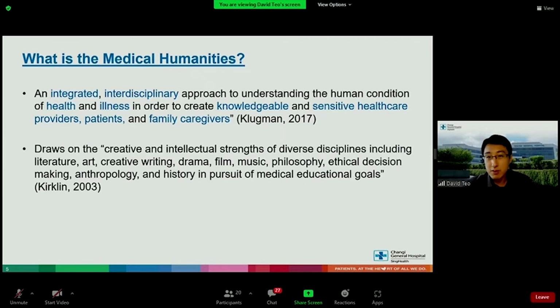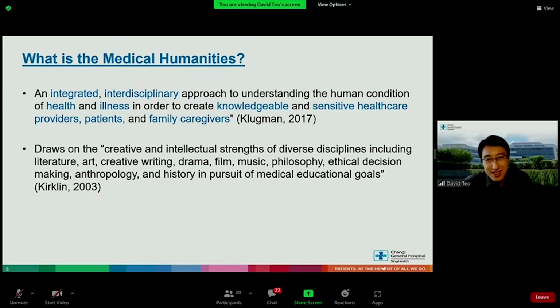And so just to help us all be on the same page as to what we are talking about here, the medical humanities can be defined as an integrated interdisciplinary approach to understanding the human condition, not just of illness, but also of health, in order to create knowledgeable and sensitive healthcare providers, patients, and caregivers as well. Earlier on, Natalie was also talking about how it's important to engage caregivers, and I think society at large as well, to create that common understanding and shared experience of going through illness and restoration of health together in our system.